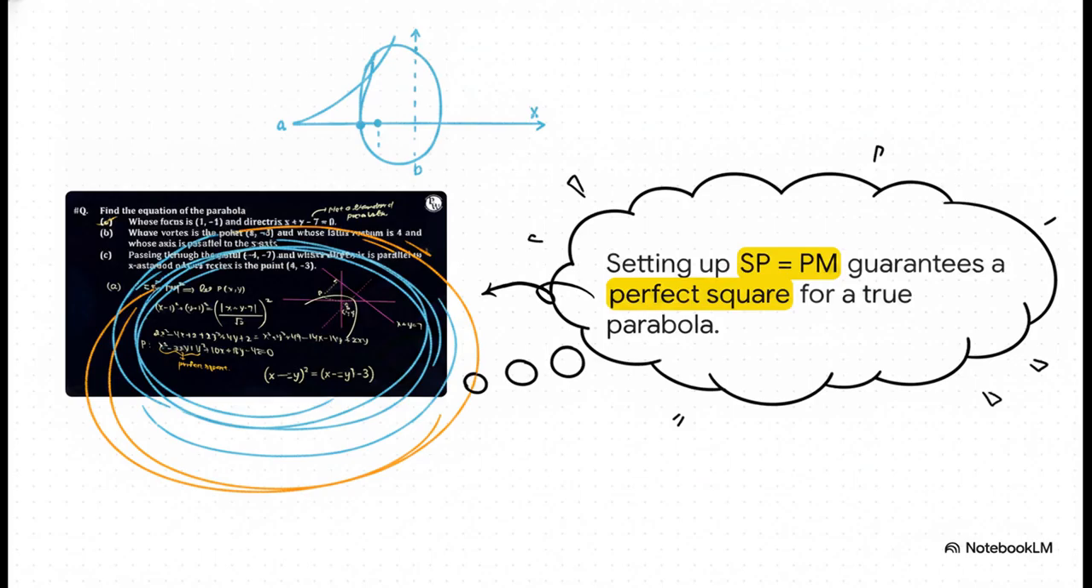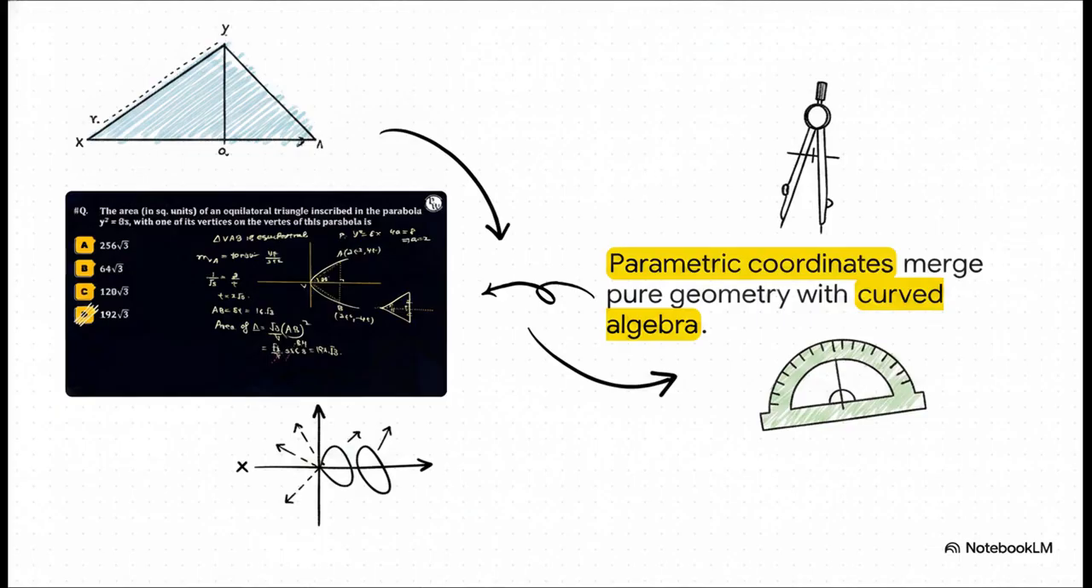And this next example brilliantly illustrates why those parametric coordinates we learned about are so incredibly powerful. This puzzle asks for the area of an equilateral triangle shoved perfectly inside a parabola, with one of its corners touching the vertex. Now, if you try to solve this with standard x and y coordinates, it would be an absolute nightmare. But by assigning the top point of the triangle the parametric coordinates (2t², 4t), we can just use basic trigonometry, specifically the tangent of 30 degrees, to solve for t almost instantly. We're seamlessly merging pure geometry with curved algebra.